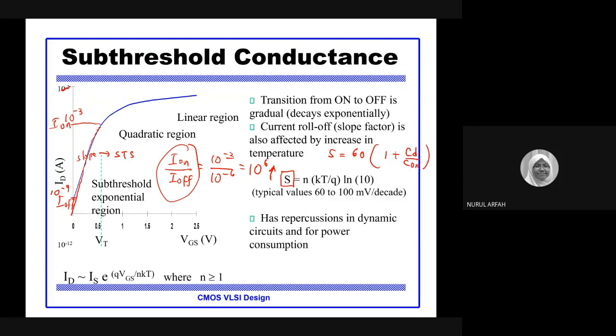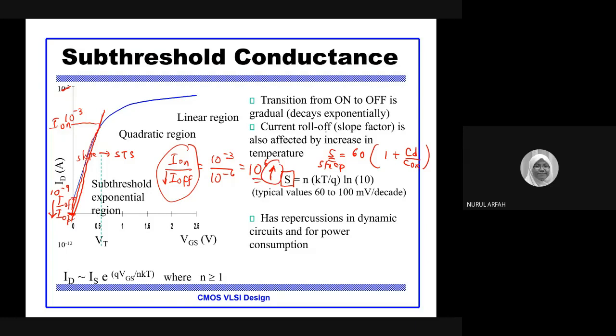And we actually want this sub-threshold slope to be as steep as possible. Why steeper? Because we want it to be very steep so that we can lower the off current, I off. If this is reduced, then we can make this ratio larger, right?